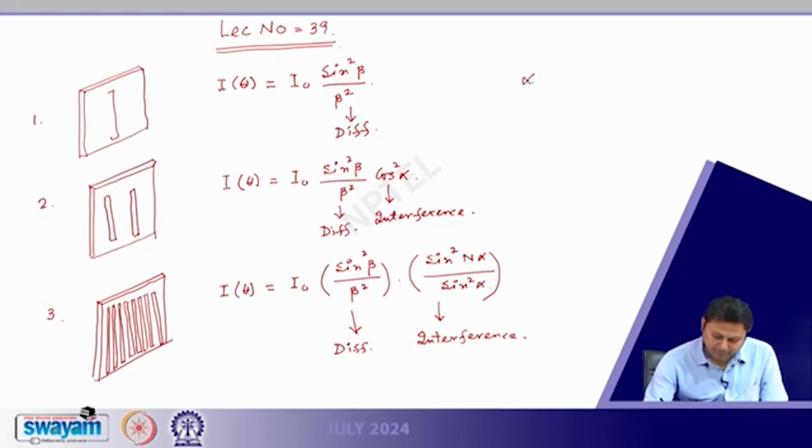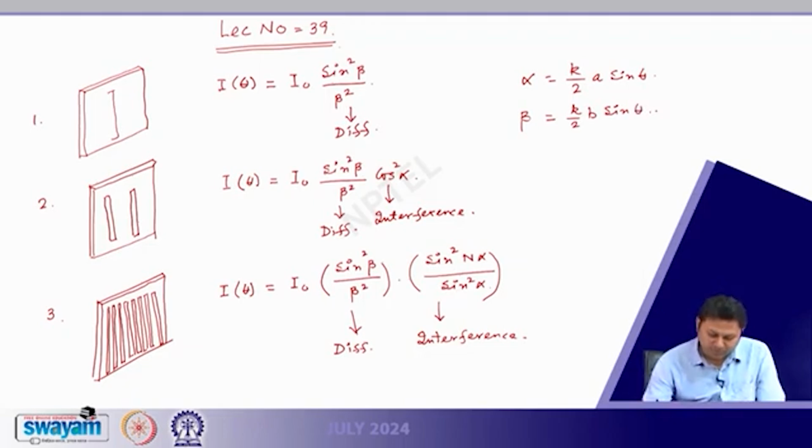Here alpha is k by 2 a sin theta, and beta was k by 2 b sin theta. What is a and b, that we also defined.